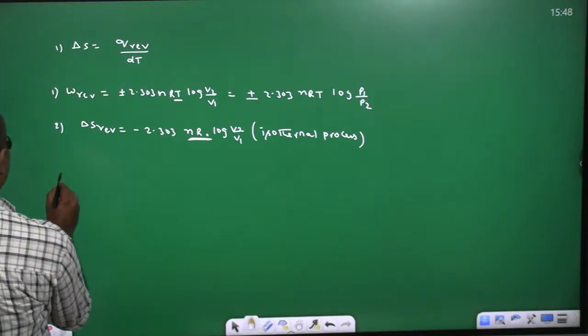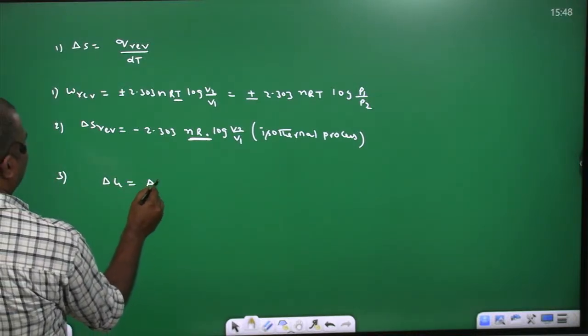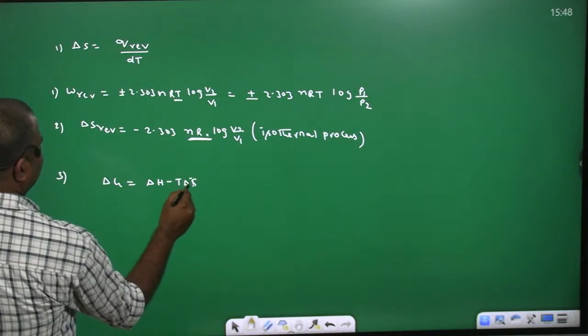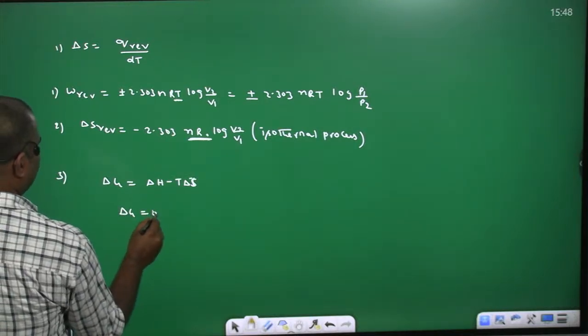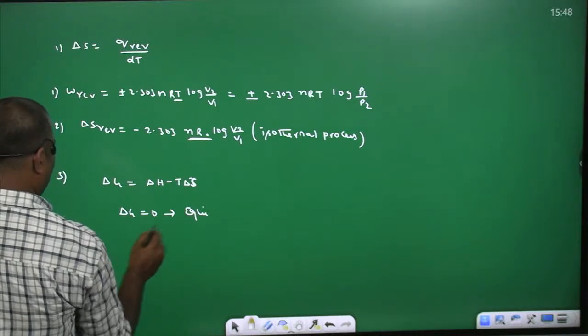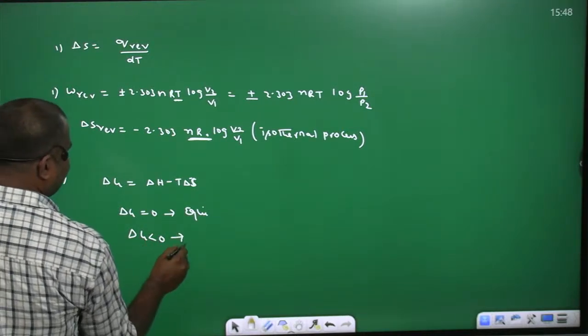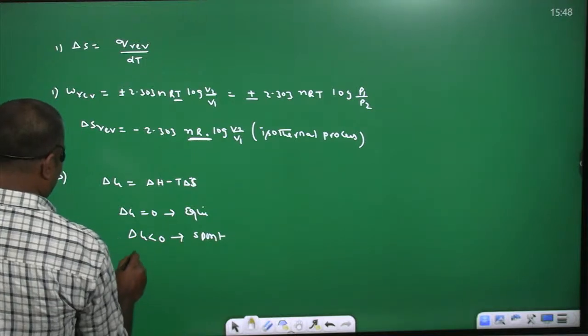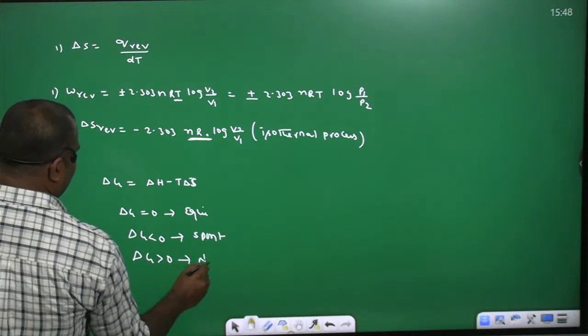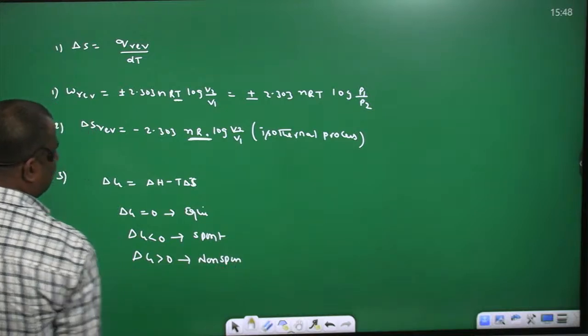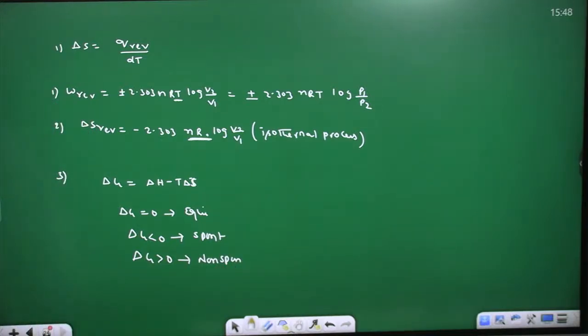The next one, change in Gibbs free energy. Delta G equal to delta H minus T delta S. If delta G is 0, that is equilibrium. If delta G less than 0, that is spontaneous, can occur. If delta G greater than 0, which is non-spontaneous. This is for thermodynamics.